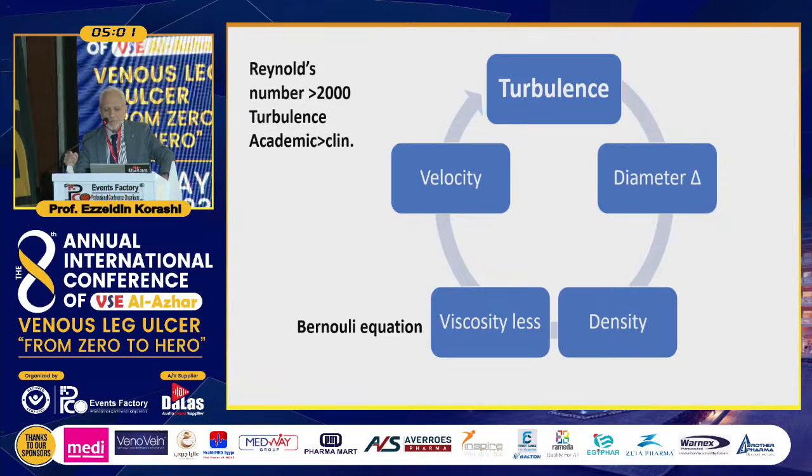Most important, the viscosity is expressed by the Bernoulli equation, and the whole turbulence factor is sometimes expressed in all these variables in the so-called Reynolds number. A Reynolds number of more than 2,000 means being on the verge of turbulence.